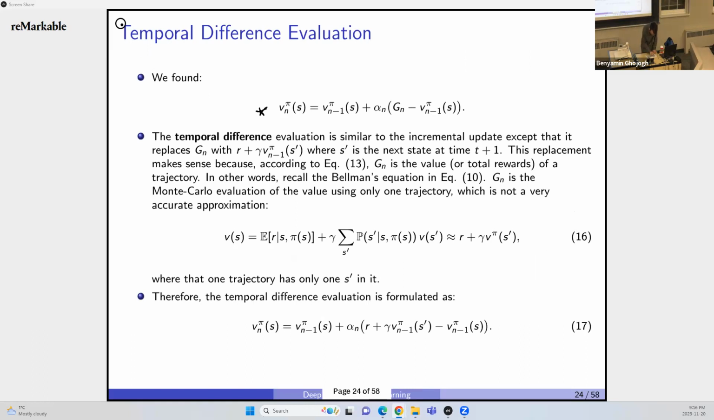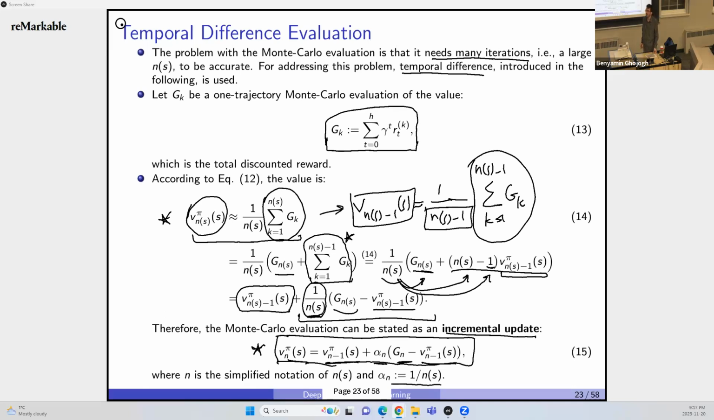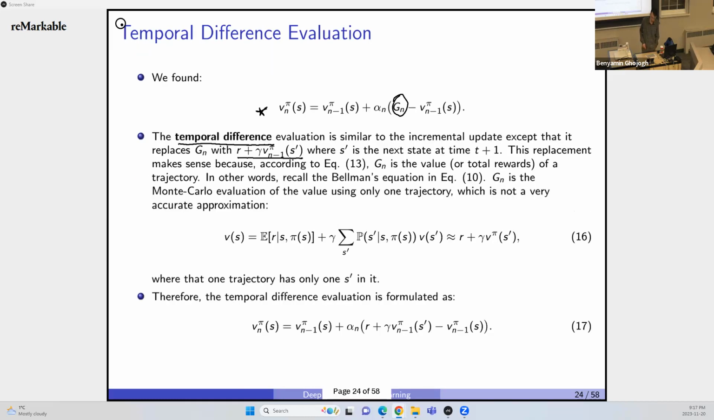Now, temporal difference basically says let's replace G_n with this. And it makes sense. Why? What was G_n? G_n was the total discounted reward. Again, consider the essences: total discounted reward, essence of reward. They replace it with something else, which is again in the essence of reward: reward plus gamma discounted previous value. So it makes sense in terms of essence. So they replace G_n with this.